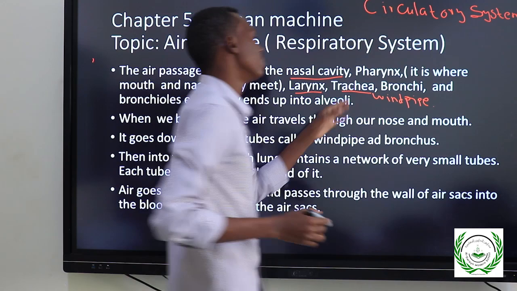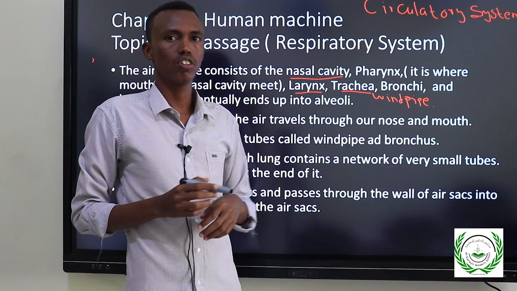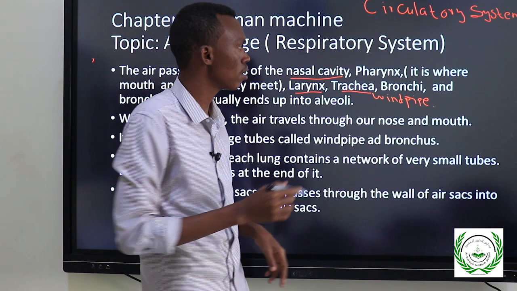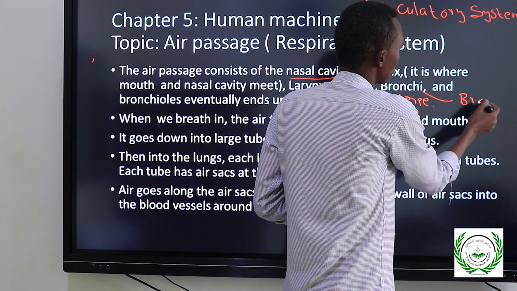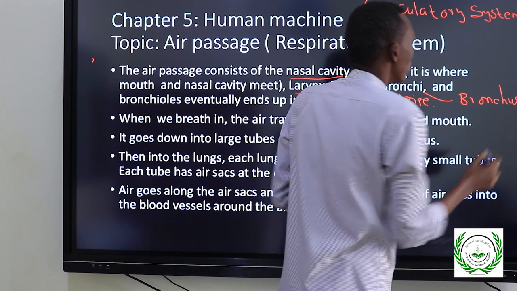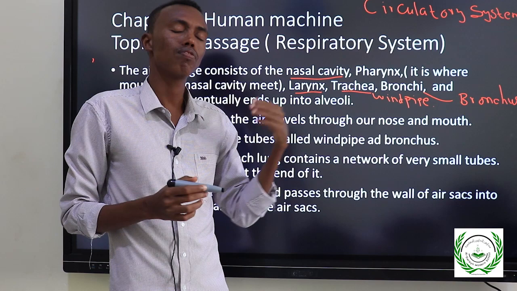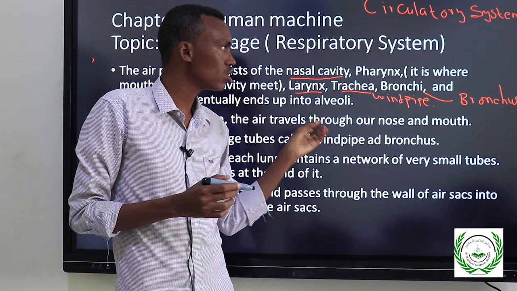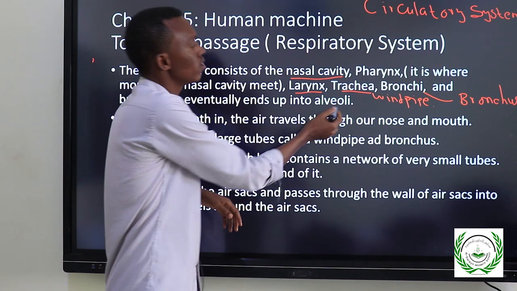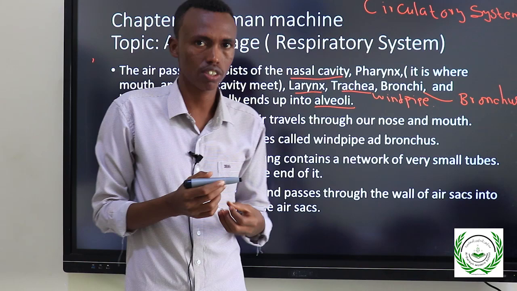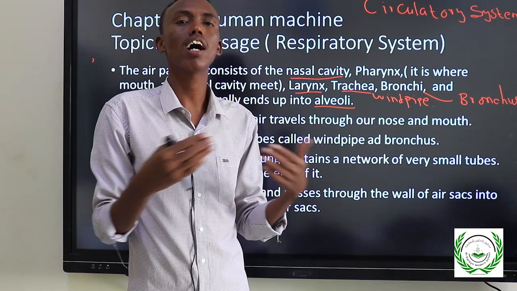Bronchi is the plural, but when it's singular it becomes bronchus. So it's bronchi in the plural, and then bronchioles. Bronchioles are when the bronchi further divide into smaller tubes. These smaller tubes are called bronchioles. Finally, it ends up as alveoli, small sacs which accommodate gaseous exchange, the exchange of carbon dioxide and oxygen.